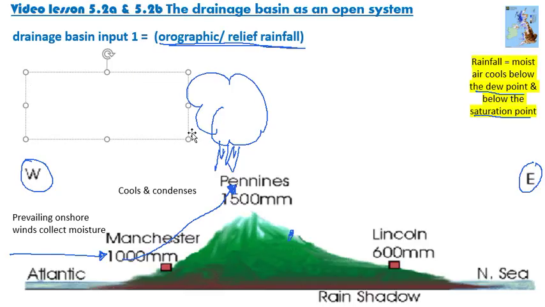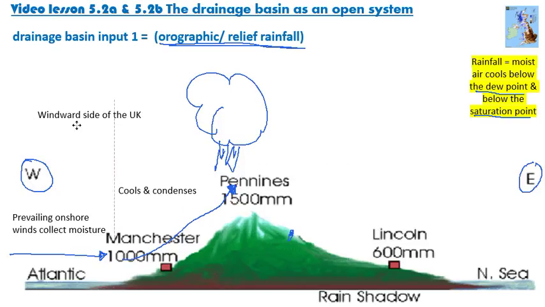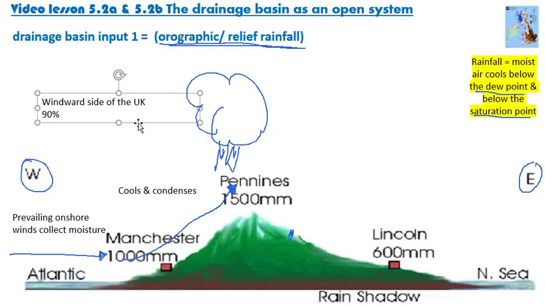Most of the rainfall in the UK is on the windward side of the UK. So the windward side is the side of the UK, the west, where the prevailing winds are blowing from. Another key bit of evidence that's easy to remember, 90% of the rainfall is found on the windward side.